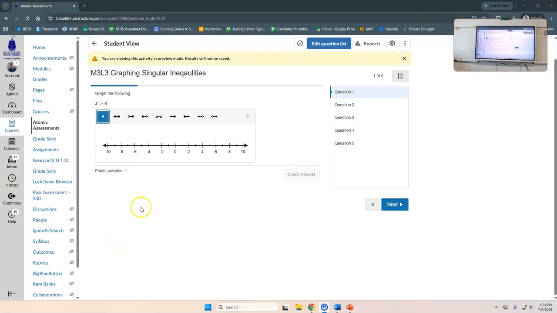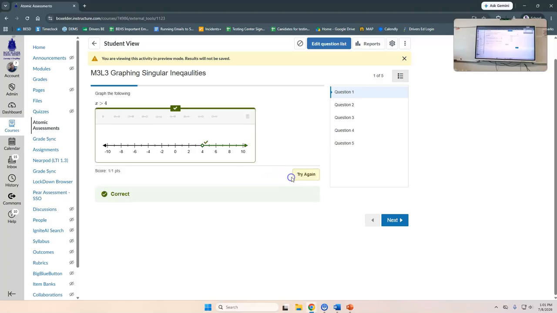Okay, so here we are. This is what your assignment will look like. So for example, x is greater than 4. That means my boundary number is at 4, which is right here. And it's going to be an open circle. In which direction am I going to go? Well, I'm going to go to the right because it's a greater than. So I'm going to click on the open circle going to the right. I'm going to click on the 4, and it's just going to fill it in for me. Check my answer. I got it correct.